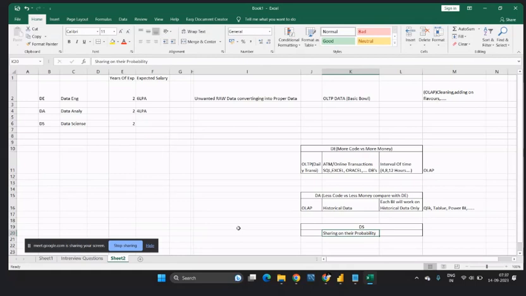Let's see, data engineers working morning to evening will get 1,000 rupees per day. Data analysts will get 700 rupees per day. But data science people will get 2,500 rupees. How much will they get? 2,500 rupees. Are you with me?